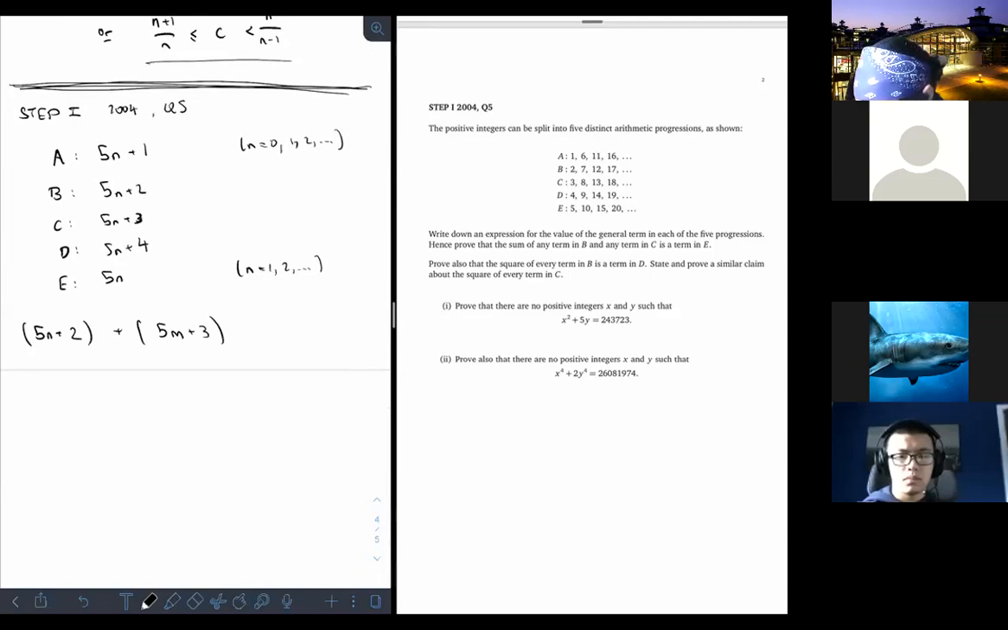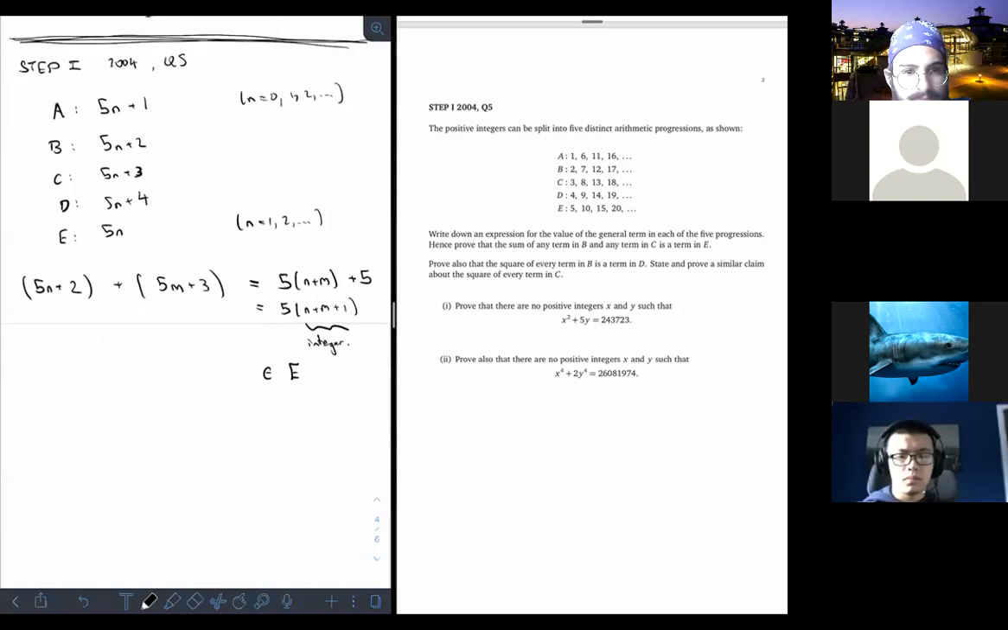When we add these two, we have 5 times n plus m plus 5, which, if we collect, is of the form 5 times n plus m plus 1, which is of the form of E because this is 5 times a positive integer. So we could say this belongs to E. This symbol is belongs to, so it belongs to the things in E. Okay, so that's nice and quick.